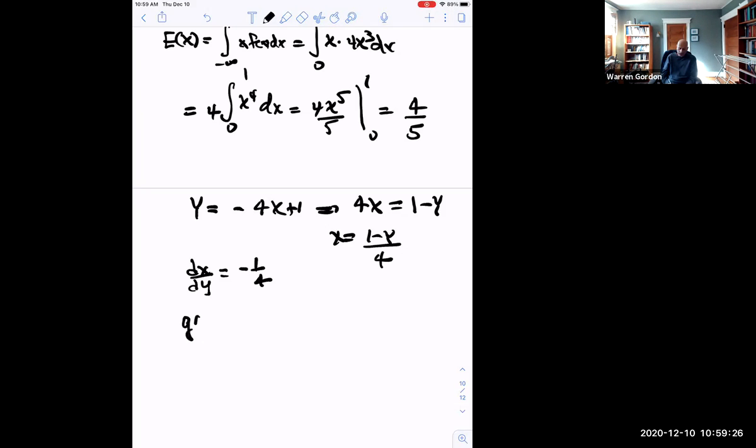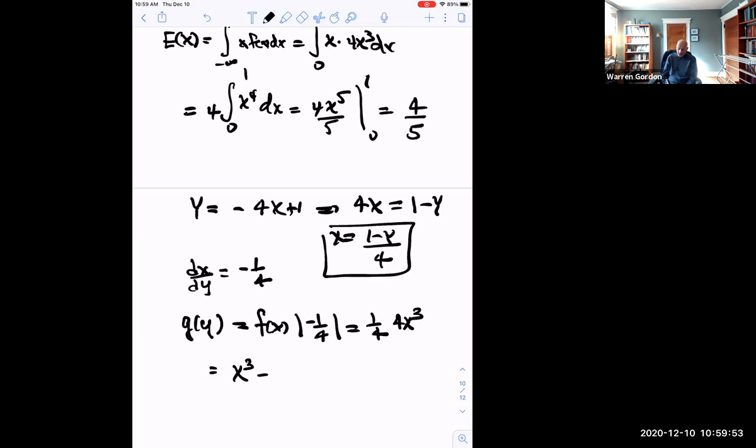We want to find g of y, but we know from our theorem, since this is a decreasing function, we can apply the theorem. This is just equal to f of x times the absolute value of minus 1/4, or just 1/4 f of x. f of x is 4x cubed. So this is just x cubed. But let's remember, x is equal to 1 minus y over 4.